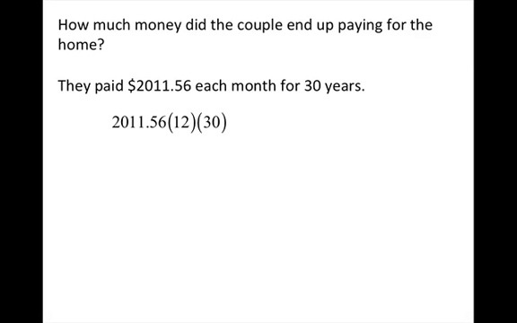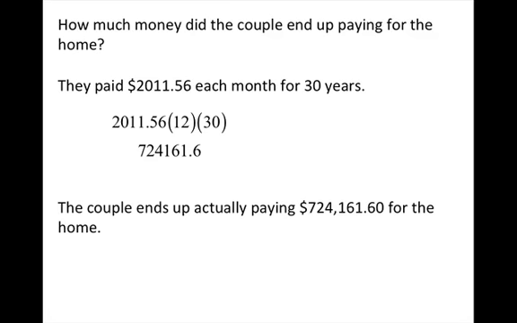I'm multiplying that by 12 because there's 12 months each year, and I'm multiplying that by 30 because they're doing this for 30 years. And this ends up giving me 724,161.6. So since this is money, be sure to put a 0 after the 6. So the couple ends up actually paying $724,161.60 for the home.